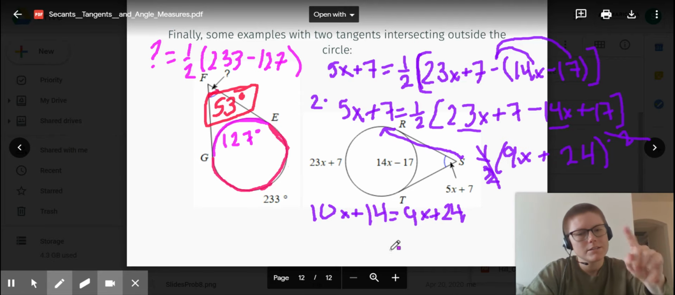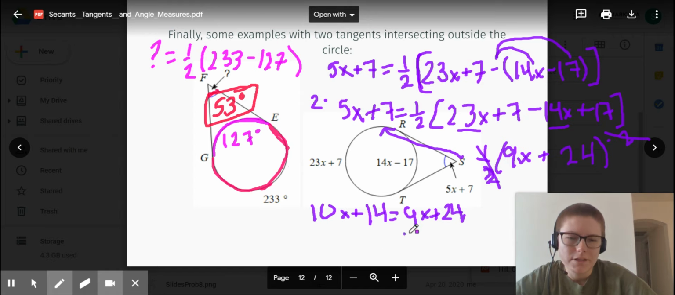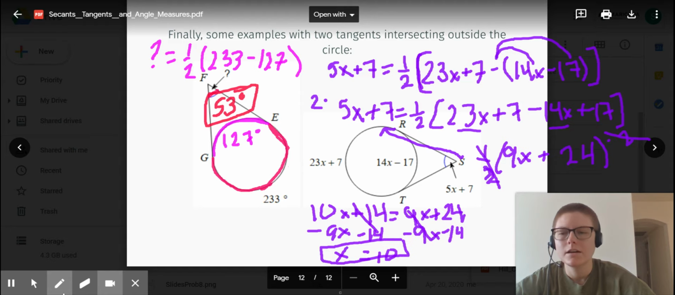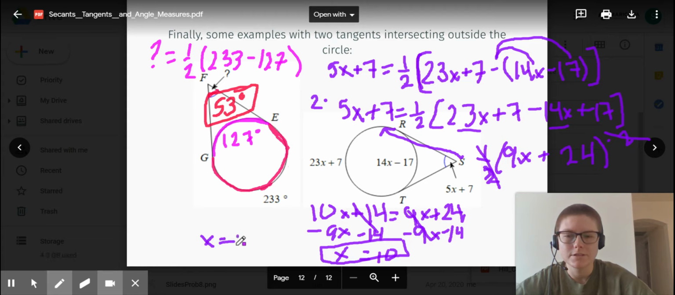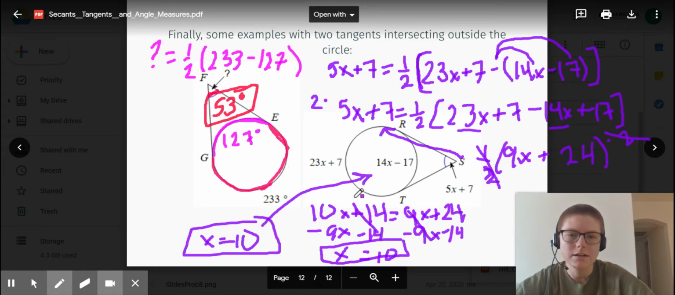And then we just gotta switch our stuff around so we get x by itself. We can subtract 9x here and here so that there's only x's on one side. We can subtract 14 here and here. So we've got just one x over here. 24 minus 14 is 10. So x is equal to 10. That was a really poorly drawn box. I'll rewrite x equals 10. Redraw the box. There we go. X is 10 on this one. Okay. And that is it.